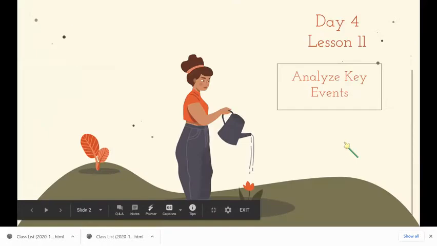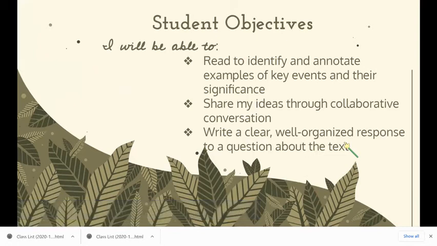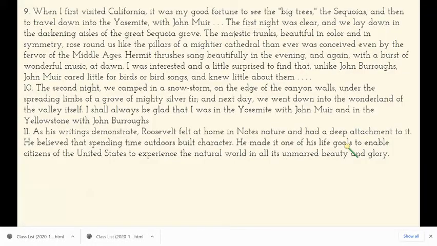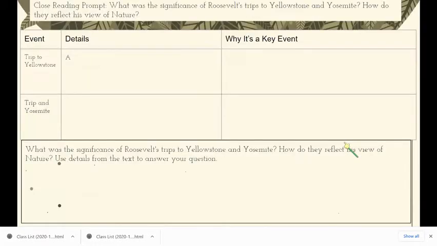Relationship in nature. Okay, we're on day 4, and today you're going to read to identify and annotate examples of key events and their significance. And you're going to write a clear, well-organized response to a question about the text. I put in the text paragraph 6 through 11 so that you can answer this. So today we're going to look for the significance of Roosevelt's trips to Yosemite and Yellowstone, and how they reflect his view of nature.